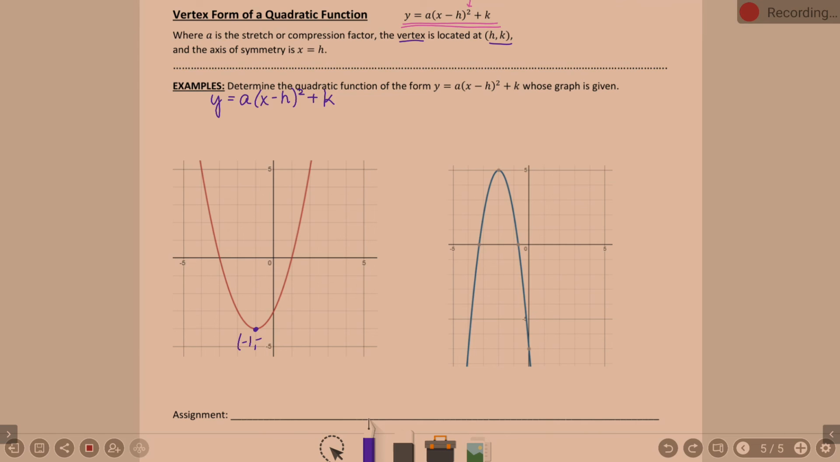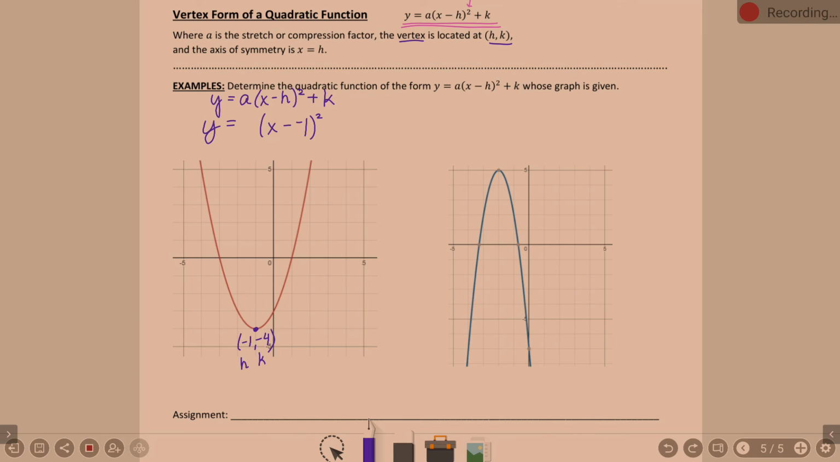-4 is my vertex, yes? And so that makes those values my H and my K. Okay? So right there, I already know my H and K. I know I'm going to be doing y equals, I'm going to leave the A blank for a moment, x minus, my H value is -1 squared plus K.